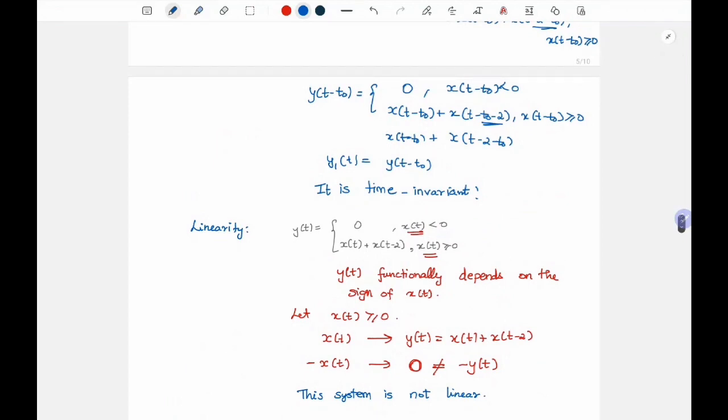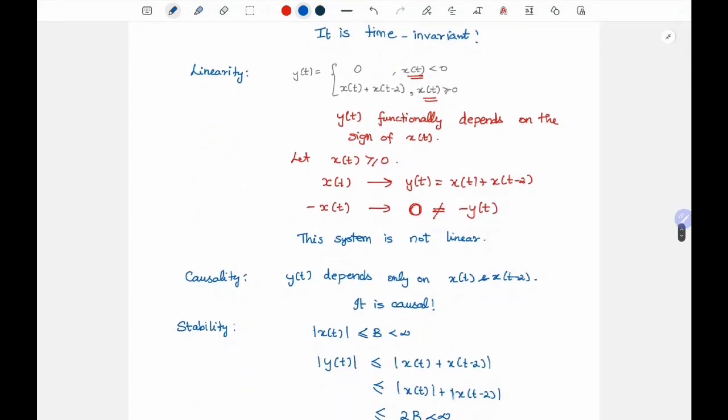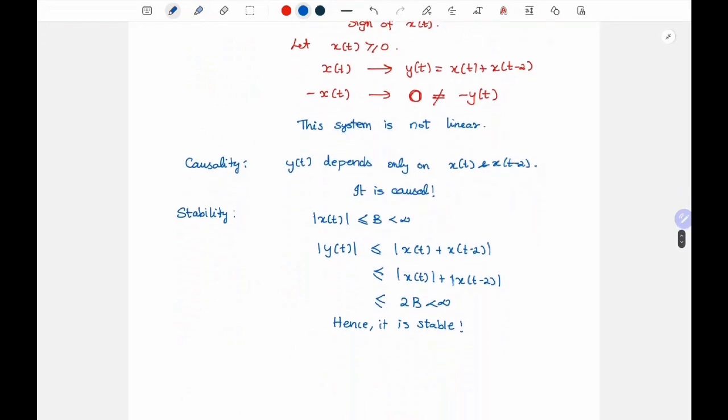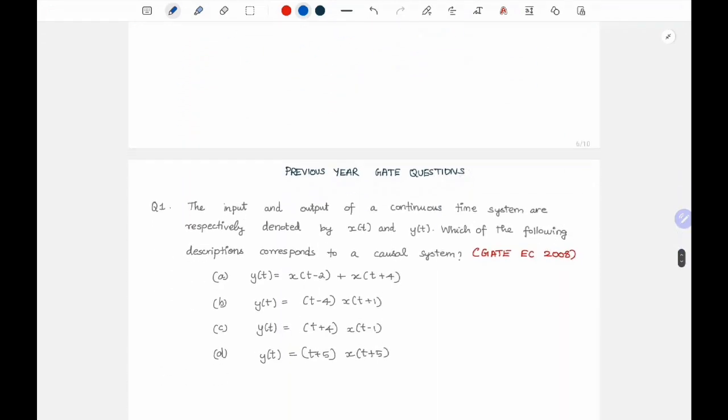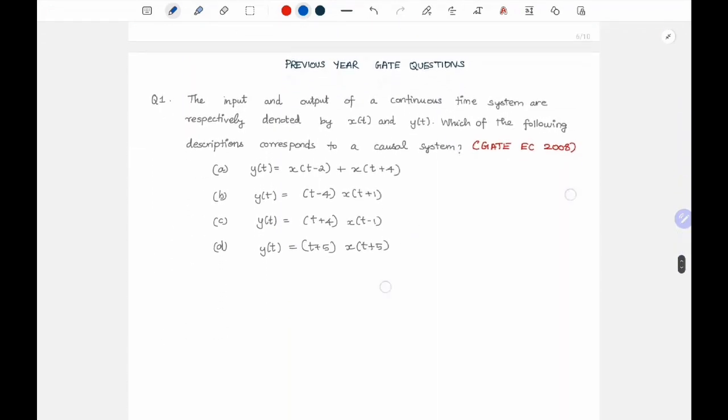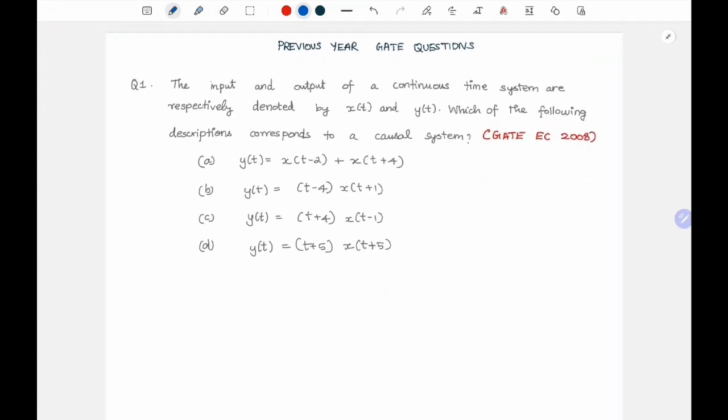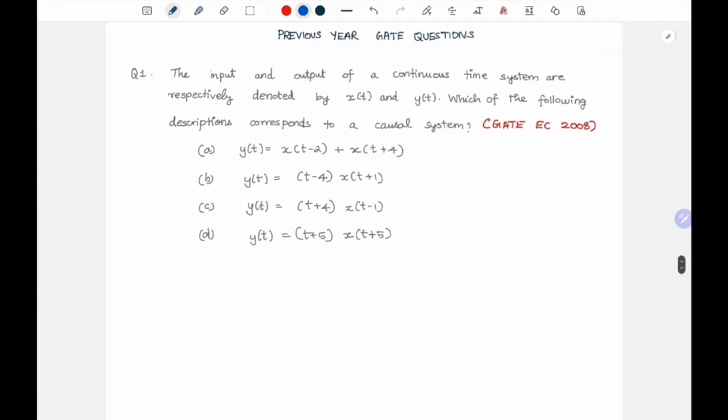These are very good questions. So there are many good questions like this in the book, so please take a look at it. So now we'll look at the previous year GATE questions. Okay. So the first question.